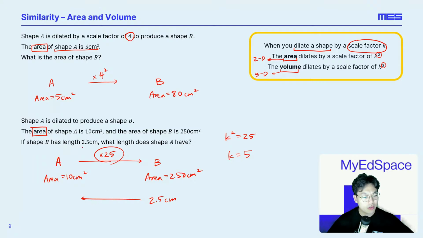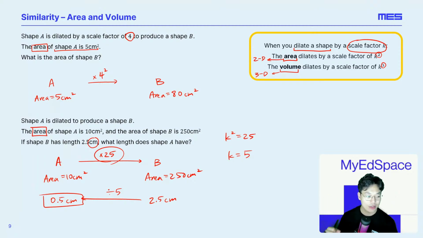Now, we're working with lengths, which are one-dimensional, and we notice that this centimeter is no longer squared, right? Because length is one-dimensional. So we're not going to be dividing by 25, right? We're going in the opposite direction. Great, Maddie. We are going to be dividing by 5. Awesome work. We're thinking now. 0.5 centimeters, and that is our answer.